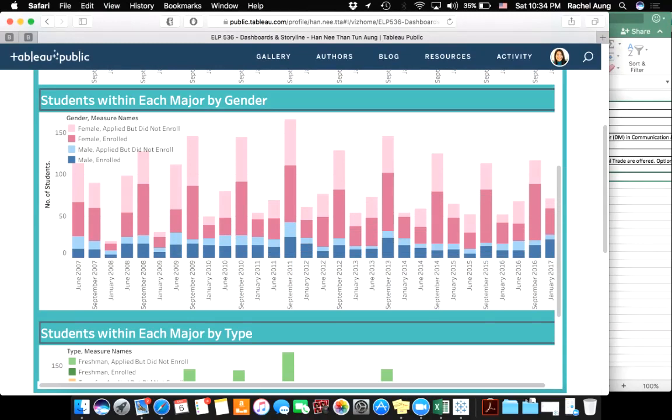We have a Microsoft Access database with all of these student enrollment and application records. It's not perfect. For example, it doesn't track how many times a person changes majors or how many times they take a leave of absence and then come back. It has very basic information, so that's where I pulled my data from.